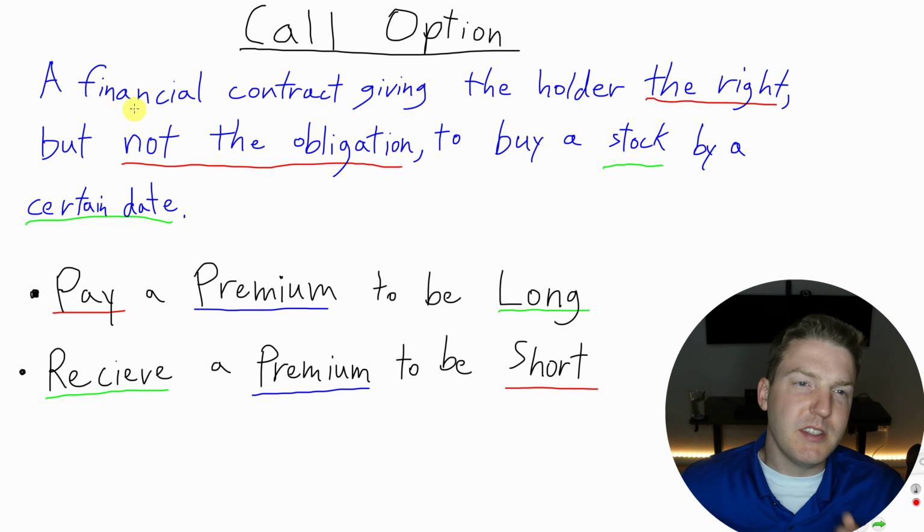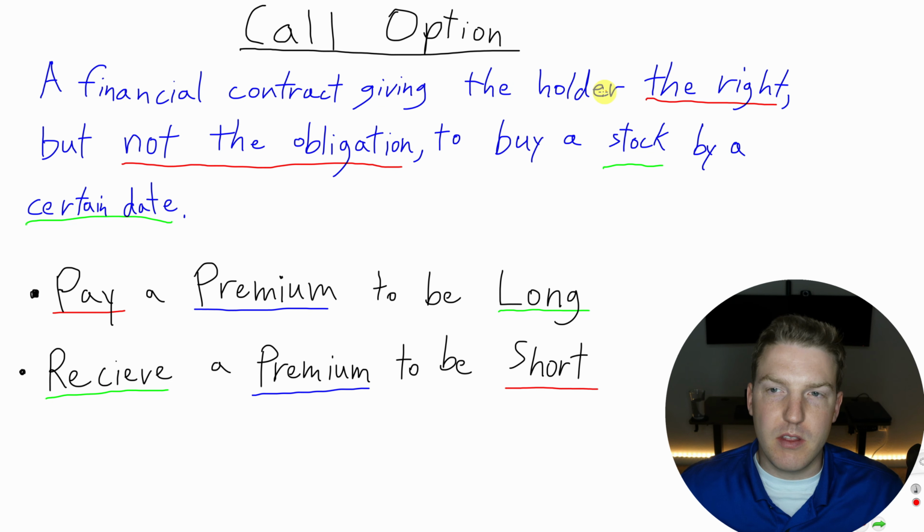A call option is a financial contract giving the holder the right, but not the obligation, to buy a stock by a certain date. It's called an option because we have the option to buy the stock. We're not obligated, but we have the right to exercise that option if we choose so and if the conditions make sense to do that.